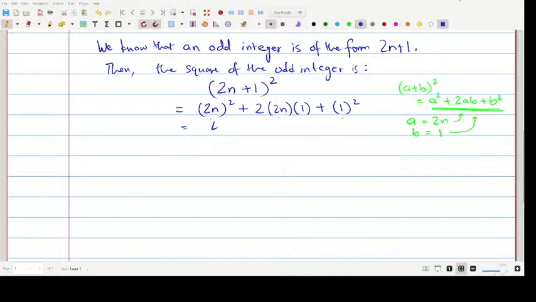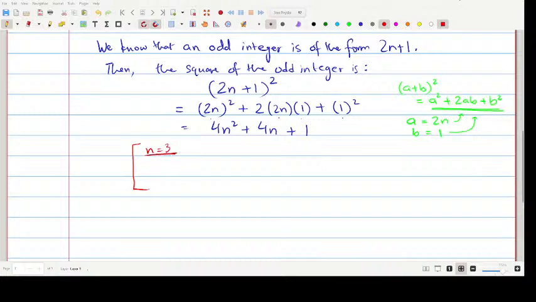So this will give us 4n squared plus 4n plus 1, right? So we have got an expression for the square of the odd integer. Just imagine, we started with an odd integer 2n plus 1, and we got that the square of the odd integer is 4n squared plus 4n plus 1. Let's just see whether the derived formula is correct or not. So let's say that n is equal to 1, right? Well, or maybe not 1. 1 is very trivial. Let's say 3.